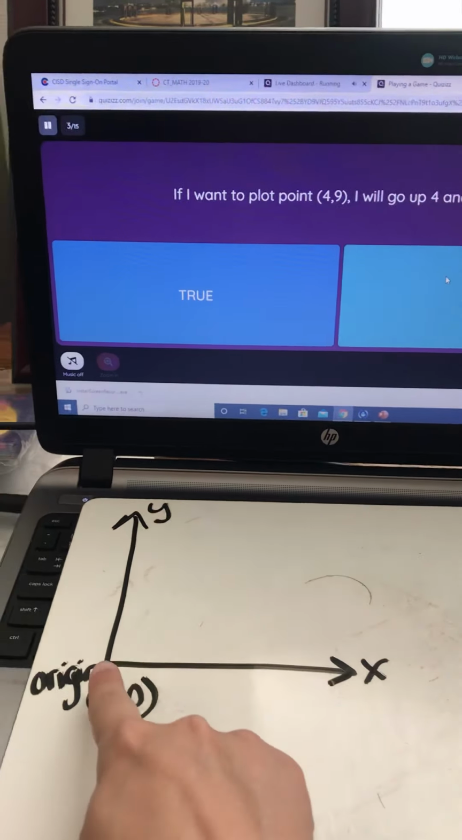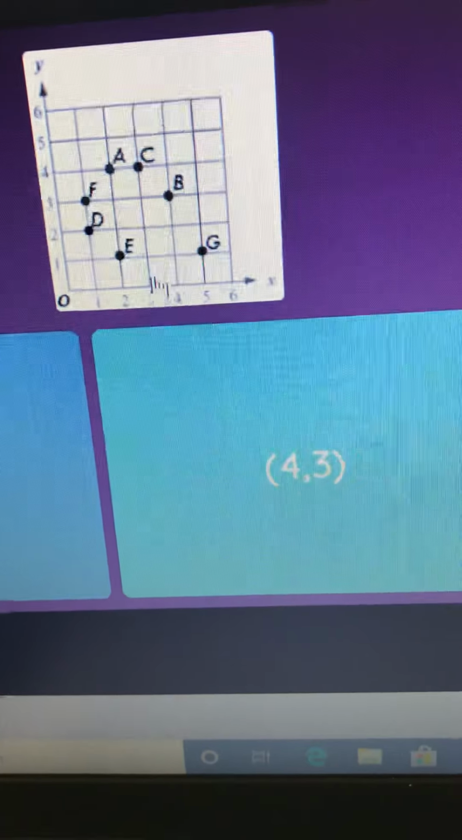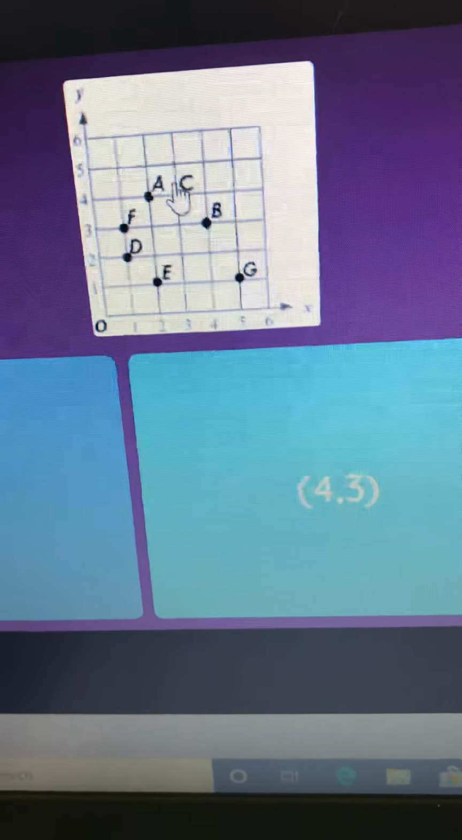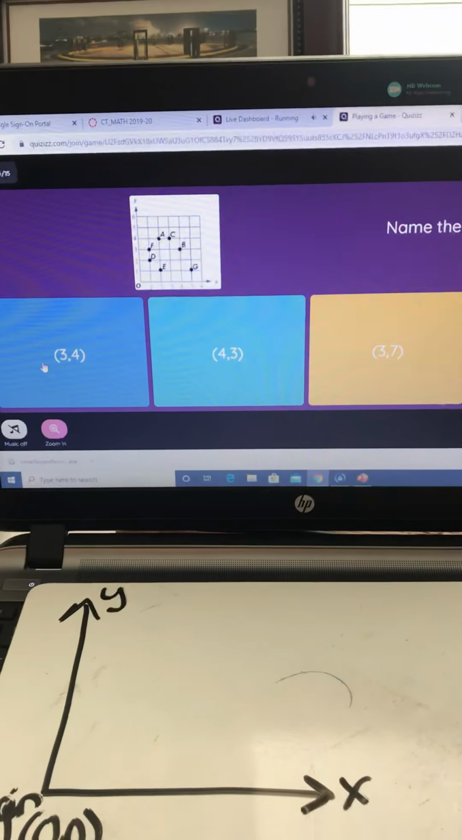Where is point C? If I zoom in here a little bit, remember we always go X, or across, first. So I'm going to go over to C, which is 3, and then up 4 spaces. So my coordinates would be 3, 4.